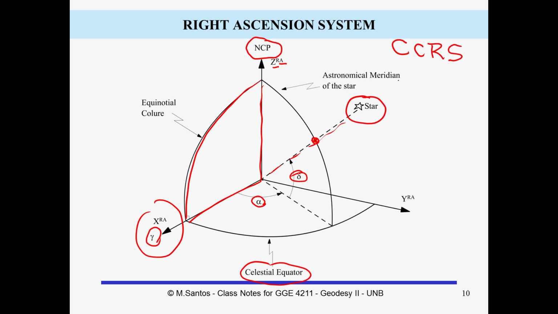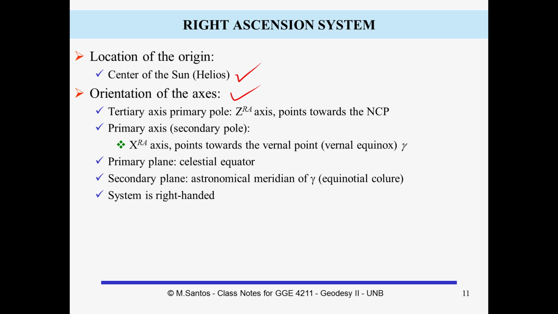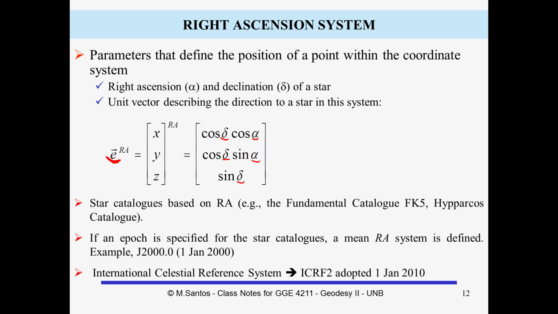So if this is the direction to the star, basically we have now components x, y, and z, which define the direction of the unit vector. Now, star catalogs are based on the right ascension system, and here are two examples: the fundamental catalog, FK5, and the Hipparcos catalog.